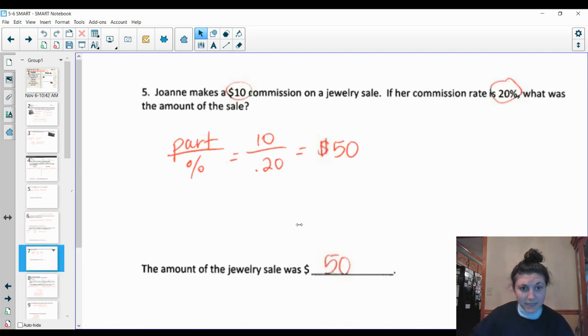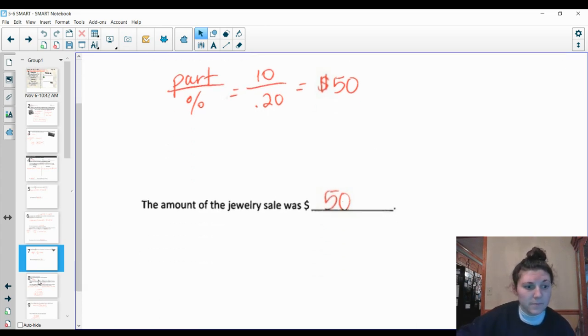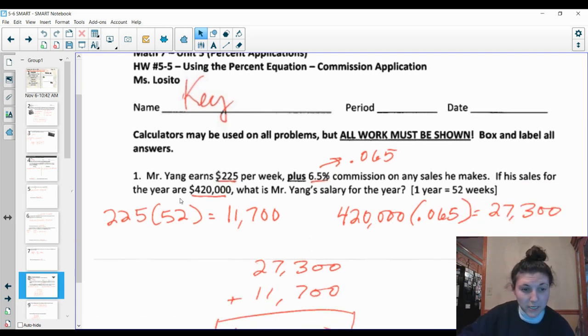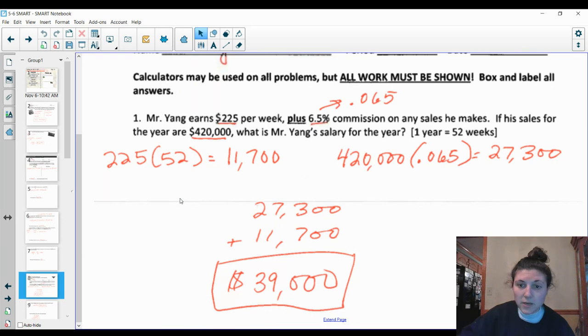Number 10, again, you're given the commission, so you have to divide that by the percent as a decimal. You would take that 10 and divide by 20 hundredths or 2/10 and get $50. All right, so that was 5-4. Then you had the percent, more with the percent equation, but this was application with commission. So it was a little bit more tricky, but you guys got it.